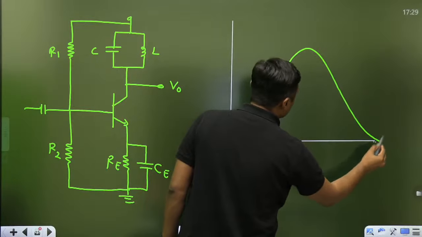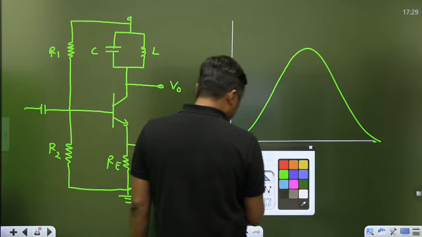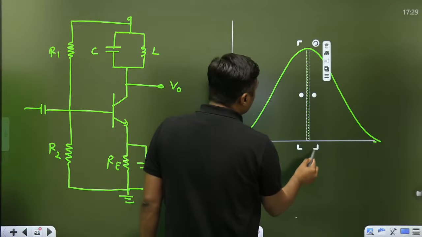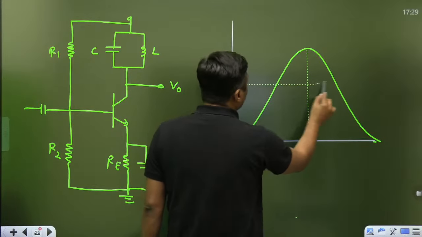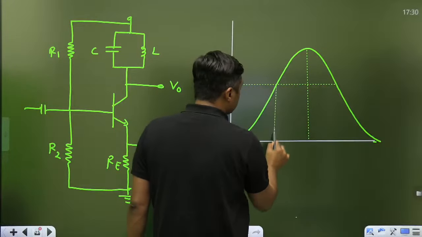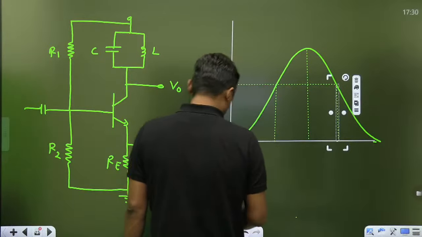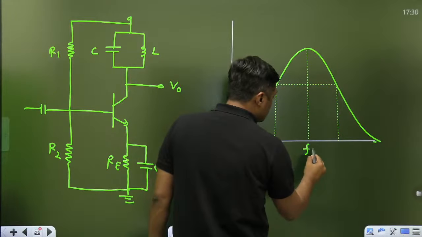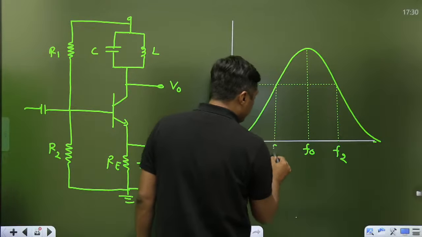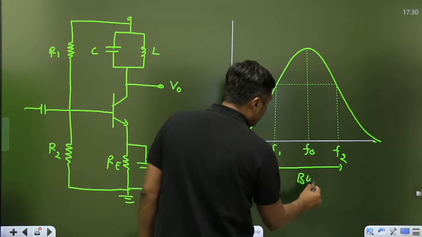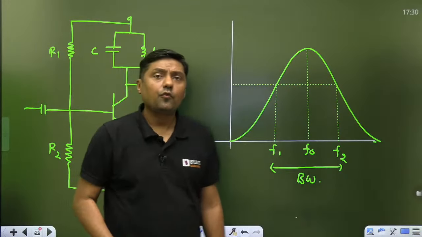This type of response. At resonance frequency, we are getting the peak. And this is called the 3 dB cutoff frequency. This is called the resonance frequency. This is F2, this is F1, and F2 minus F1 is called bandwidth. That is about the tuned amplifier, guys.